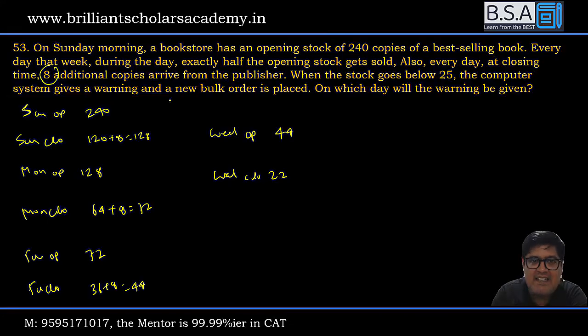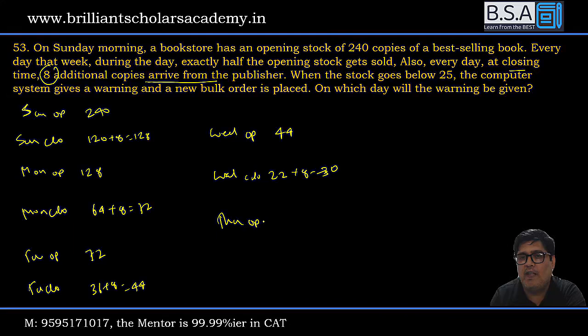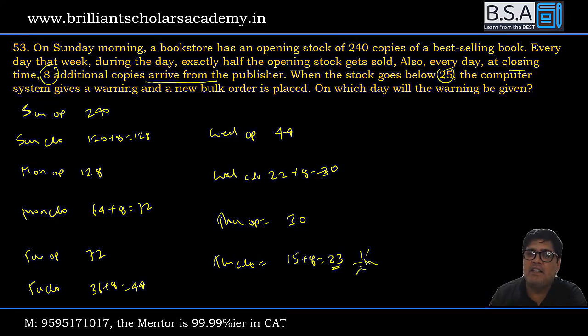So Wednesday closing the books have become 22. Beta, 8 additional arrive from the publisher at closing time. So right now there are 30 books. So Wednesday the alarm is not raised. Wednesday closing would mean Thursday opening there are 30 books. So Thursday when closing is going on, that is 15 plus 8, 23 books, which is below 25. So this is where the alarm will go off. This is where the system will say that stock is low. So the alarm goes off on Thursday closing.